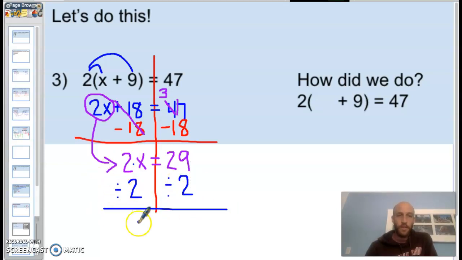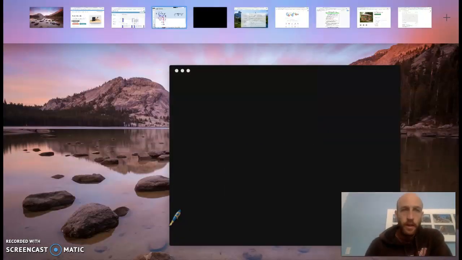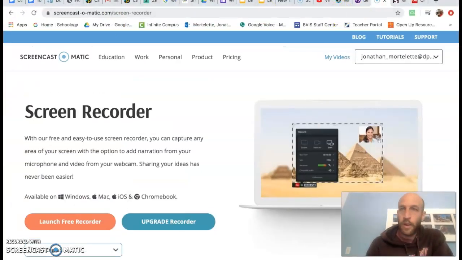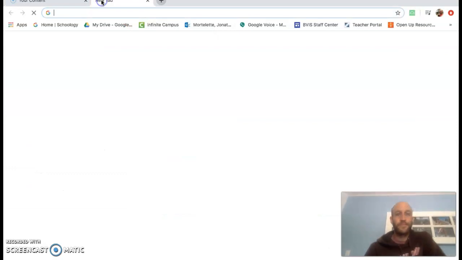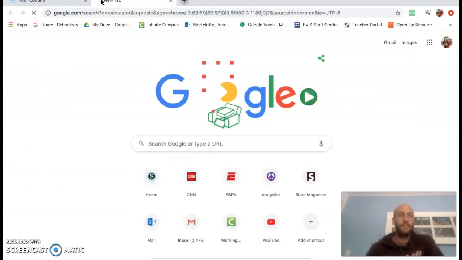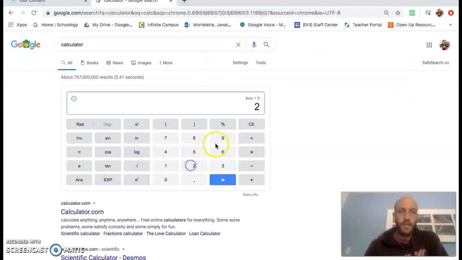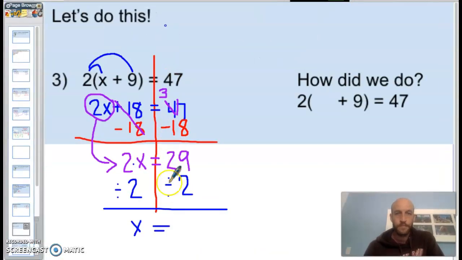2 divided by 2 leaves us with just 1x. And 29 divided by 2, I would certainly bring up a calculator. 29 divided by 2, 14.5. Okay, I have an answer.